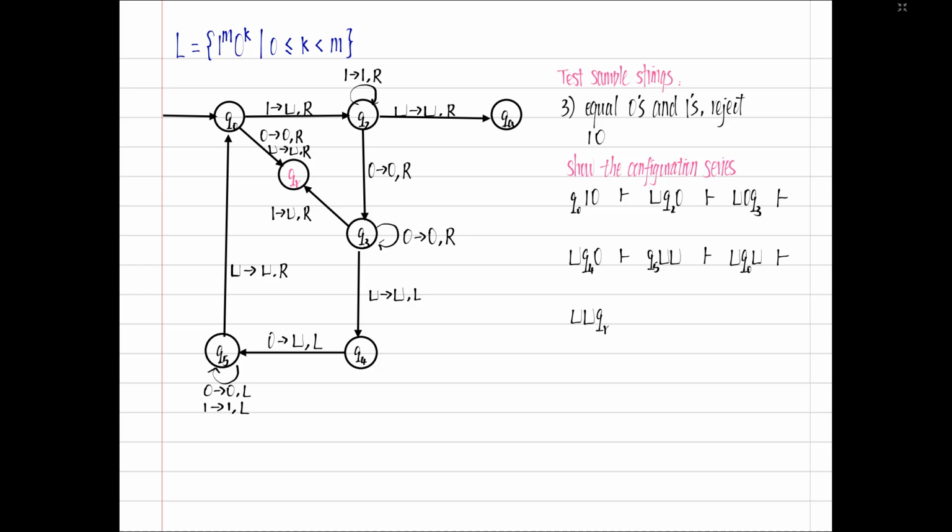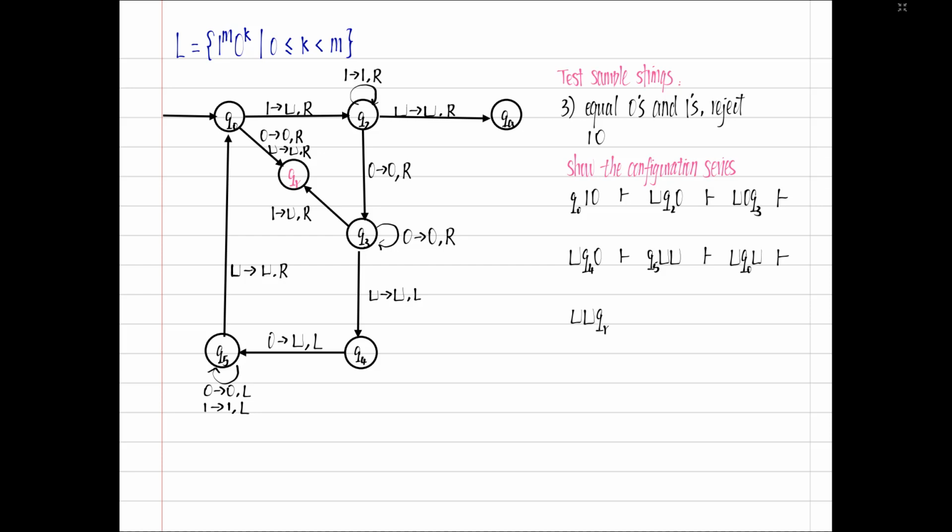The configuration is Q5 blank blank. When the part right to the state in the configuration is blank symbols only, we can omit the blank symbols in the configuration. So we can just write Q5 in place of Q5 blank blank. Since the head is now on a blank symbol, the machine transfers to Q0 and moves head to the right, resulting in the configuration blank Q0.